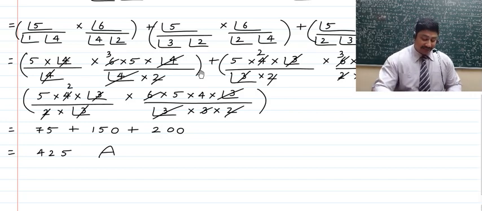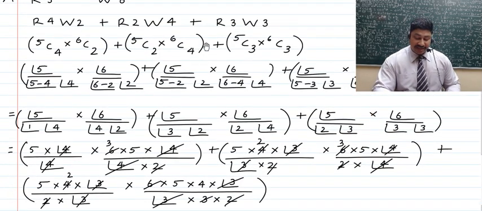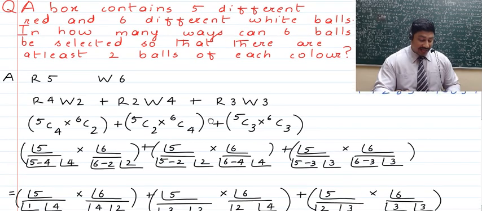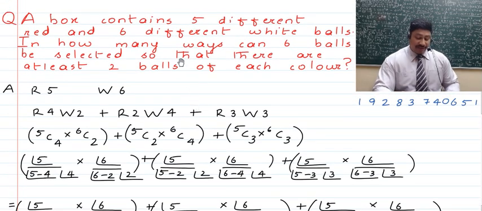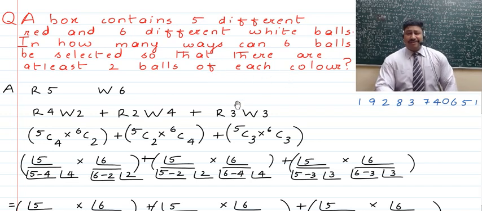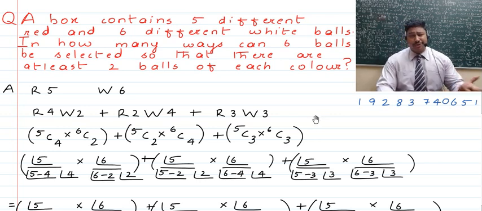Now, children, I'll just quickly discuss all of this all over again, so that if there is any doubt remaining, all of that will quickly fizzle off. Now, in the question, you've been given a box contains 5 different red and 6 different white balls. In how many ways can 6 balls be selected so that there are at least 2 balls of each color? So if you talk about at least, that means there has to be 2 for sure. But if it is more than 2, no problem.